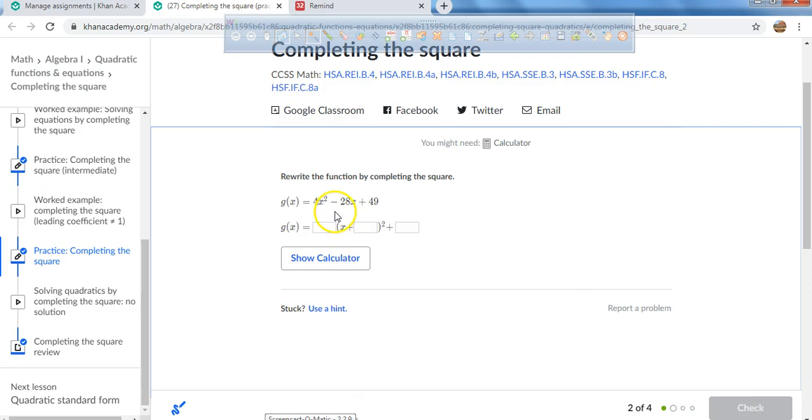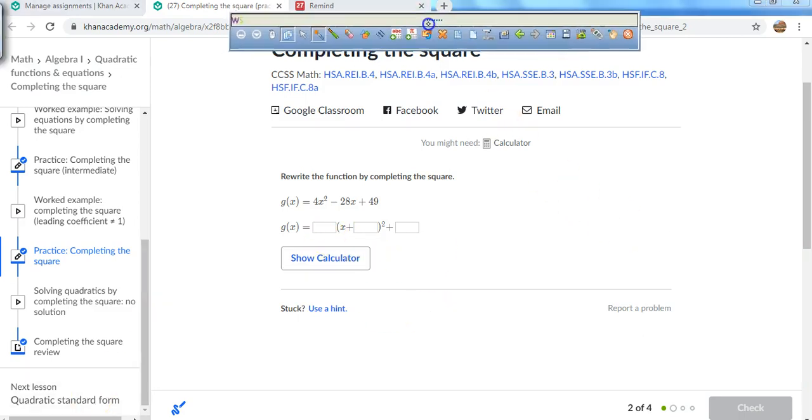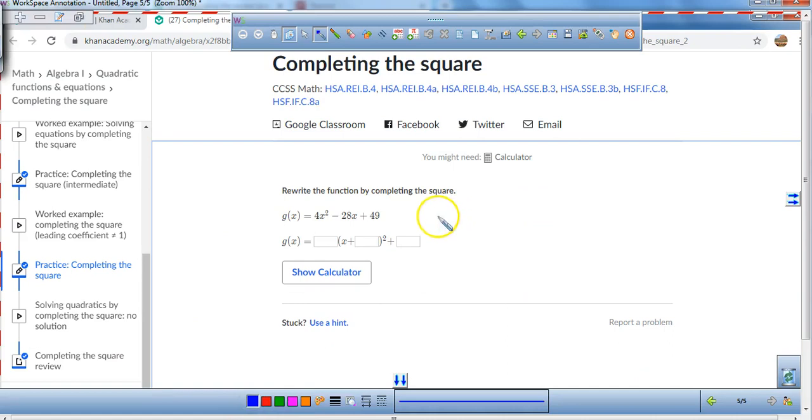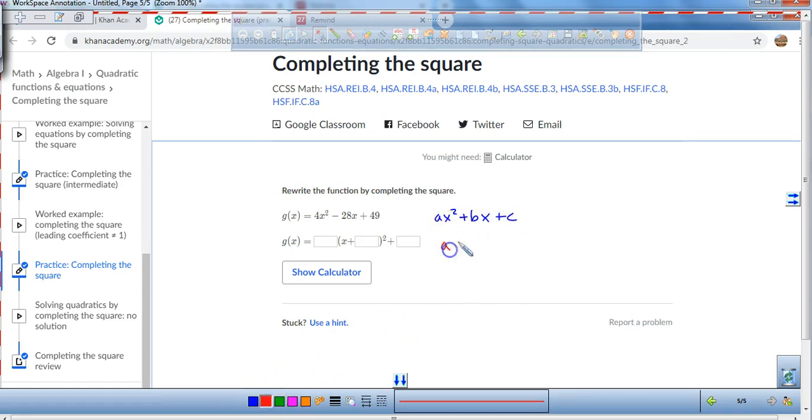We're going to take this right here and change it into vertex form. We're going to be factoring out a 4 this time. We're taking this standard form and changing it to vertex form. So this right now is in ax squared plus bx plus c form, and we need to change it to a parentheses x minus h squared plus k form, which is vertex form.